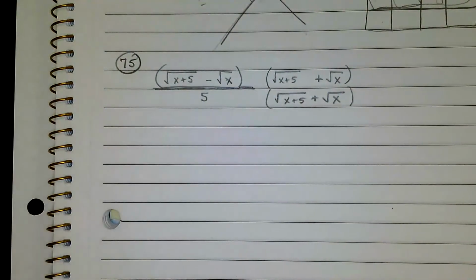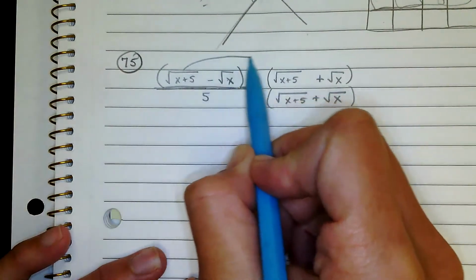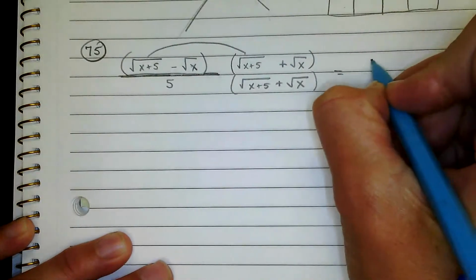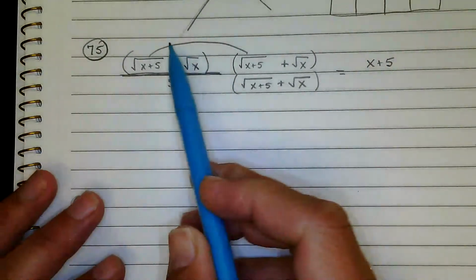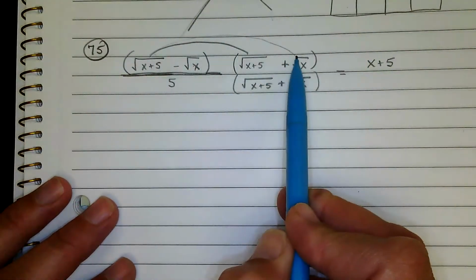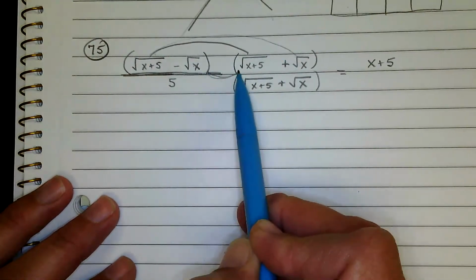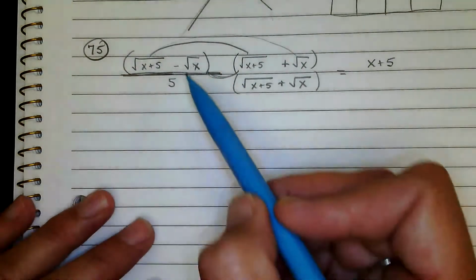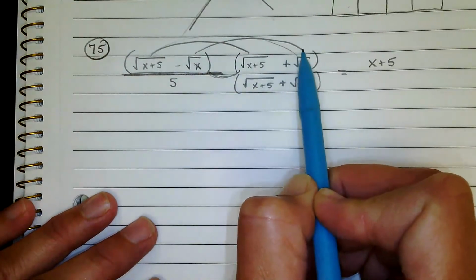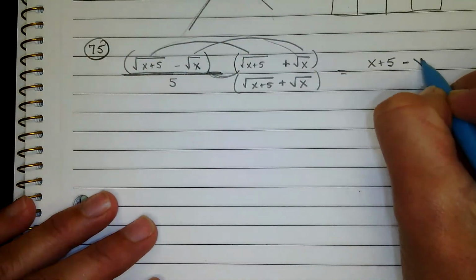That's our creative way of multiplying by 1. We're going to change the appearance, but we're not going to change the value. When we FOIL up top, root x plus 5 times root x plus 5 is x plus 5. The beauty of conjugates is that this outer and this inner product, one will be positive, one will be negative. They're going to cancel. And then the negative root x times the positive root x is negative x.